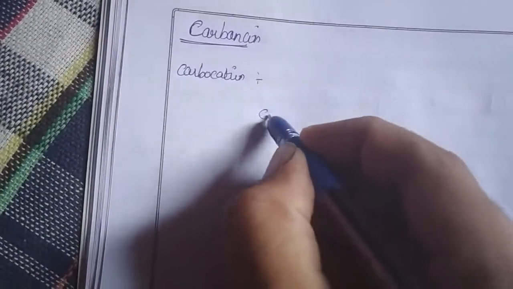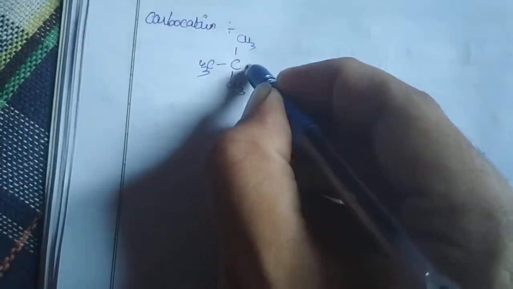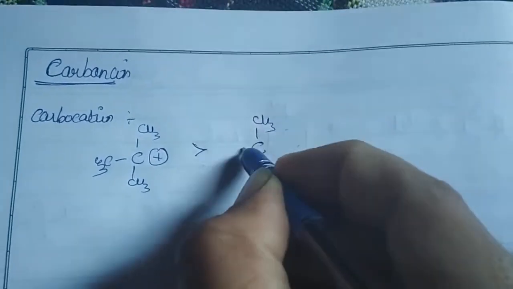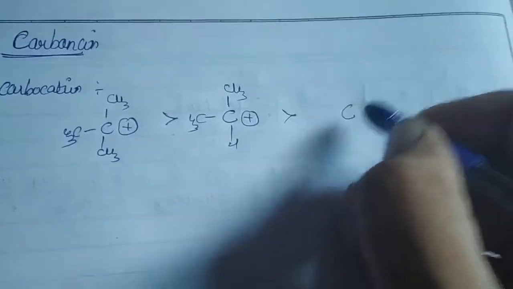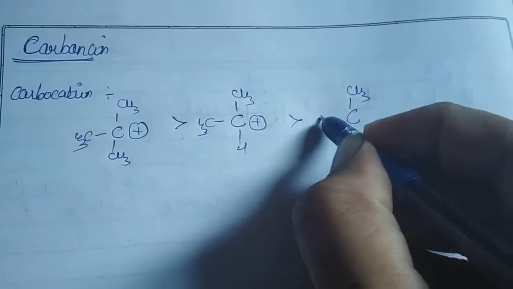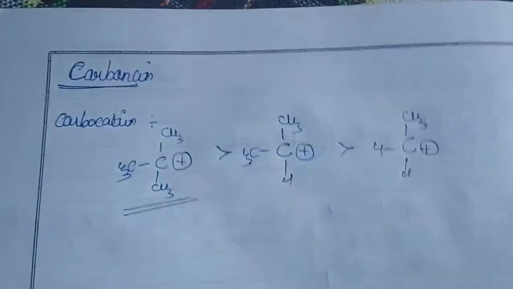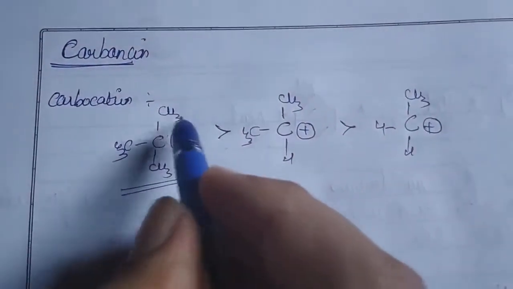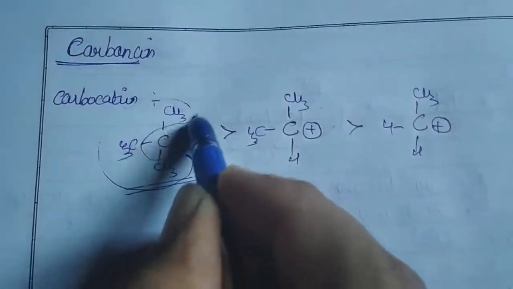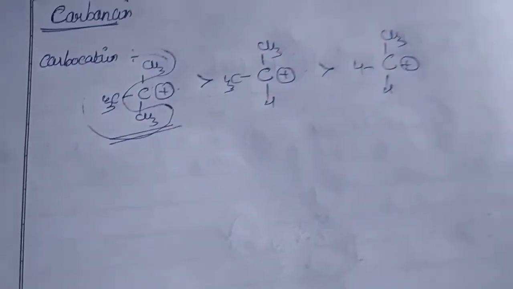Of course, first comes our tertiary carbocation, which is highly stable. Then we are having which one? The secondary carbocation. And then we will be having our primary carbocation. Yes or no? Highly stable is our tertiary carbocation. If I ask what is the reason? Of course, in order to balance this positive charge, we are having what? 3 donor groups. All the 3 methyl groups are electron donating groups, so easily they can balance that positive charge.